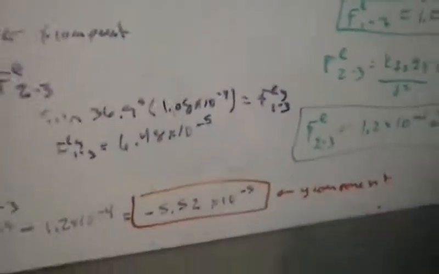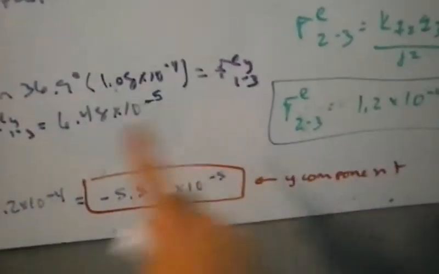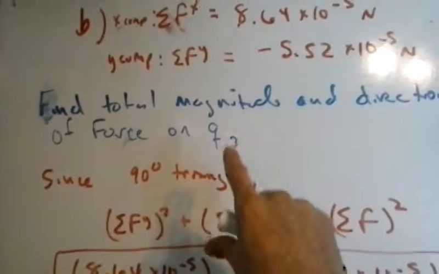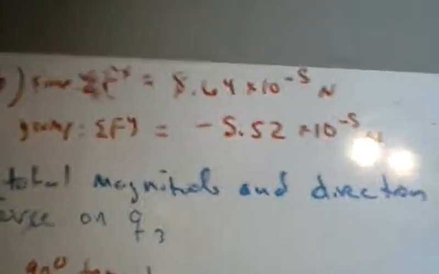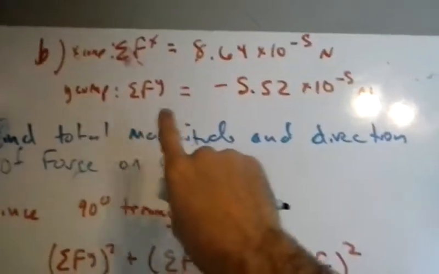Okay. So I've solved for my x component, 8.64, and my total y component. And now I want to move to the next part of the problem, which asks me to find the total magnitude and direction of force on Q3. So remember, I found my total force in the x direction, which is this. I found my y component, which is this.